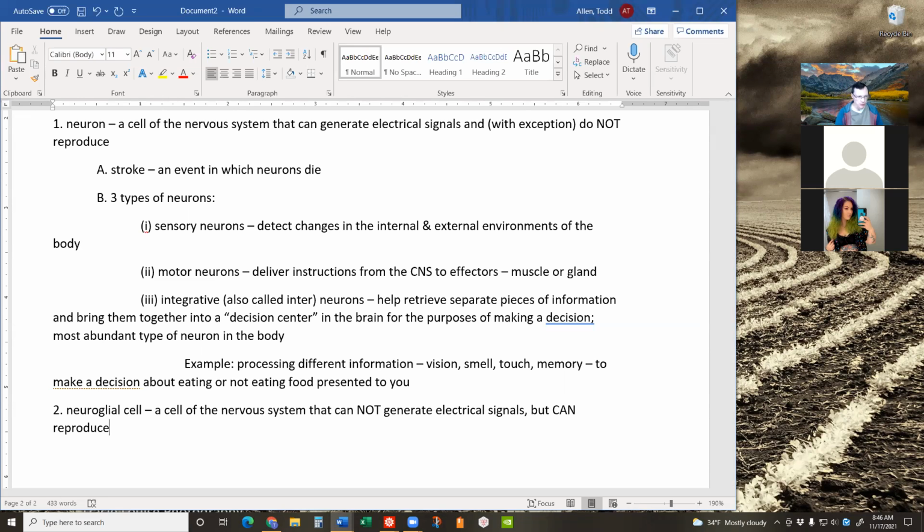And so generally speaking, the function of the neuroglial cells, as best as we can tell, is to support the health and well-being of the neurons. So you might think of neuroglial cells as sort of butlers, nannies, caretakers of neurons.